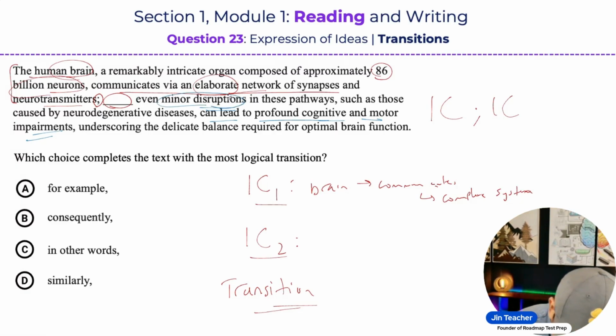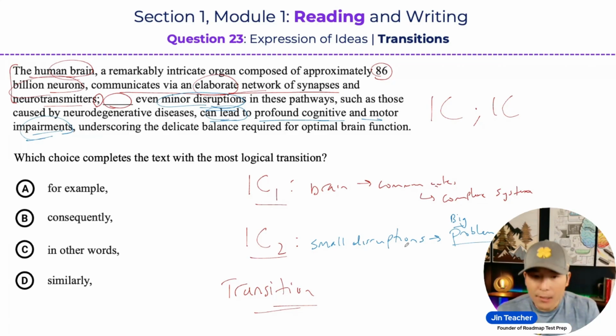Okay, so what is this second independent clause talking about? Well, it says that even small disruptions, minor disruptions to this communication system, can lead to problems, can lead to big problems. So it's really telling us about the consequences of the disruptions that might happen in this communication system that's so complicated.